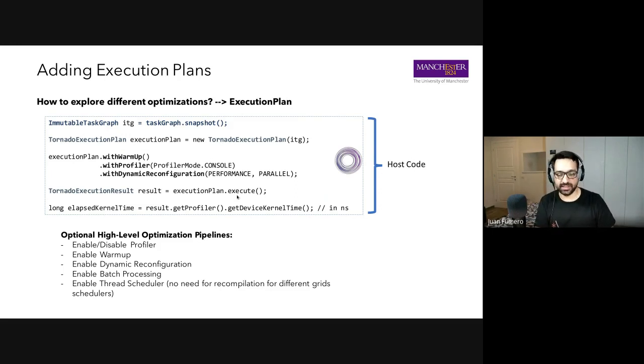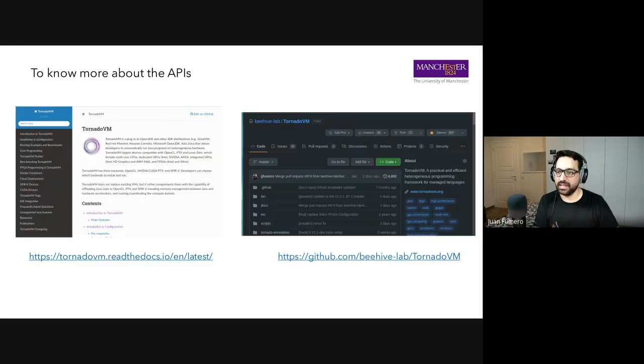Okay, so hopefully this is clear, but feel free to ask. We have extensive documentation on our website. Read the docs on how to install Tornado, with examples. We explain step by step the execution plans, the task graph, and so on. And also in the main repo of the project, we have a set of benchmarks, examples, and unit tests that you can take a look at if you want.